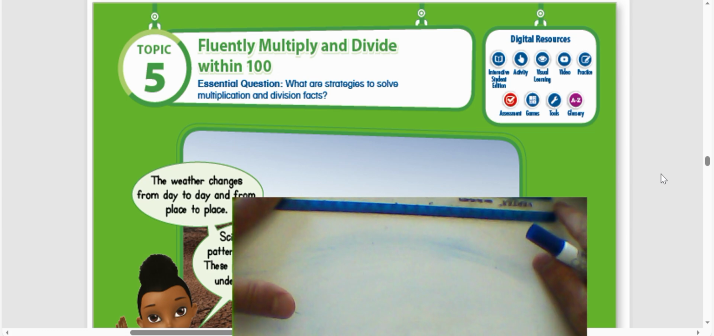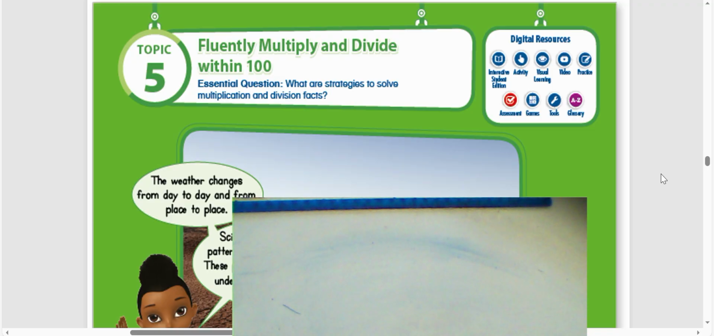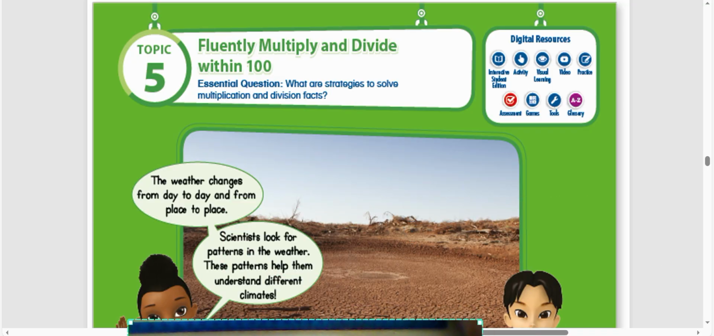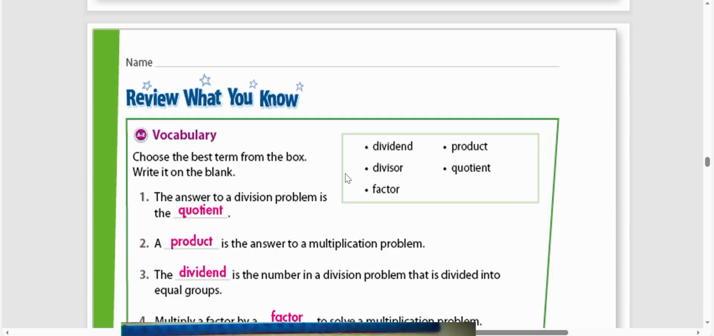Grade 3. Today we'll solve from Envision Math, volume number 1. Topic number 5, Fluently multiply and divide with 100. Look with me at lesson number 1. We'll solve questions on page 156.